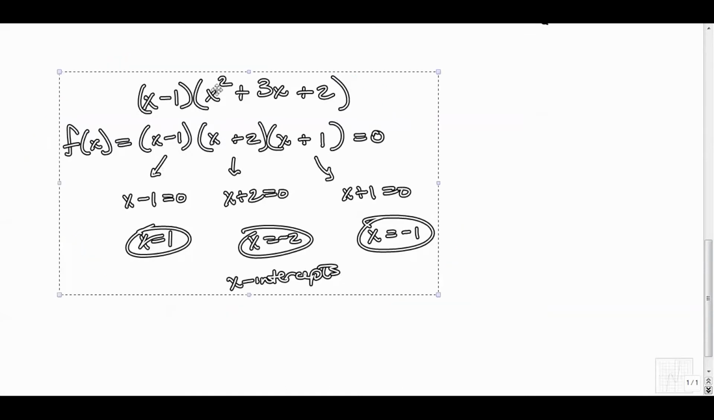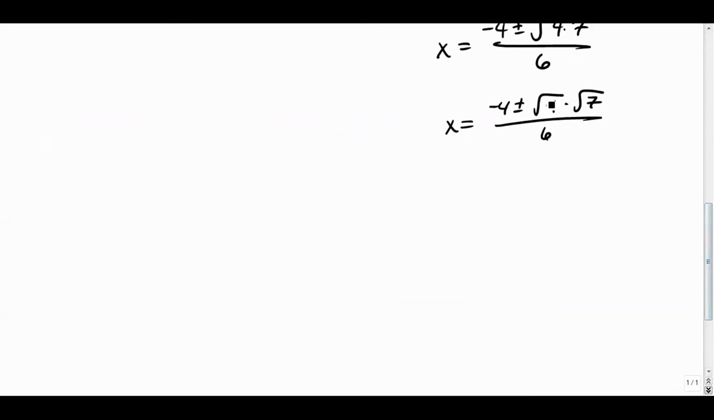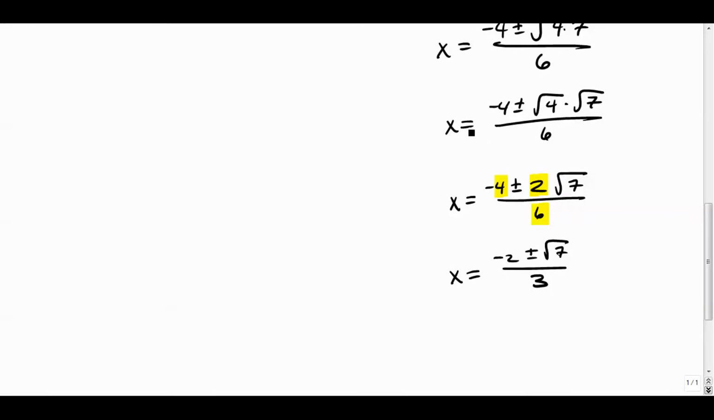Again, I'm going to clear out this stuff. I don't need it anymore. The square root of 4 is just +2. So x is equal to -4 plus or minus 2 radical 7 over 6. And finally, we see that these terms are all even, so I can cut them all in half. -2 plus or minus 1 radical 7 over 3. So there I go. I've got my 2 solutions. One of them is -2 plus radical 7 over 3, and the other is -2 minus radical 7 over 3.